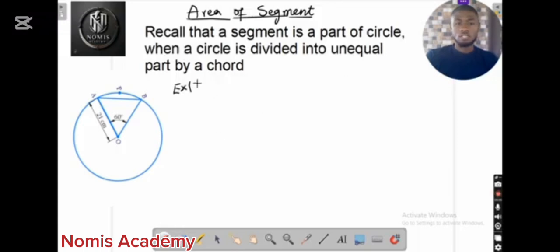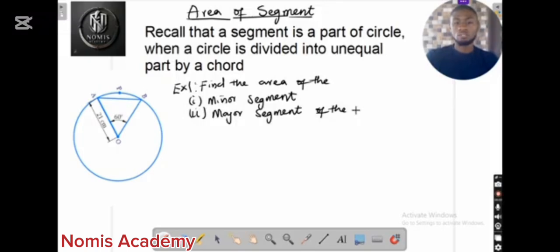So let's take example number 1. It says find the area of (i) the minor segment, (ii) the major segment of the diagram on the left. Now this is the diagram, we can see it.